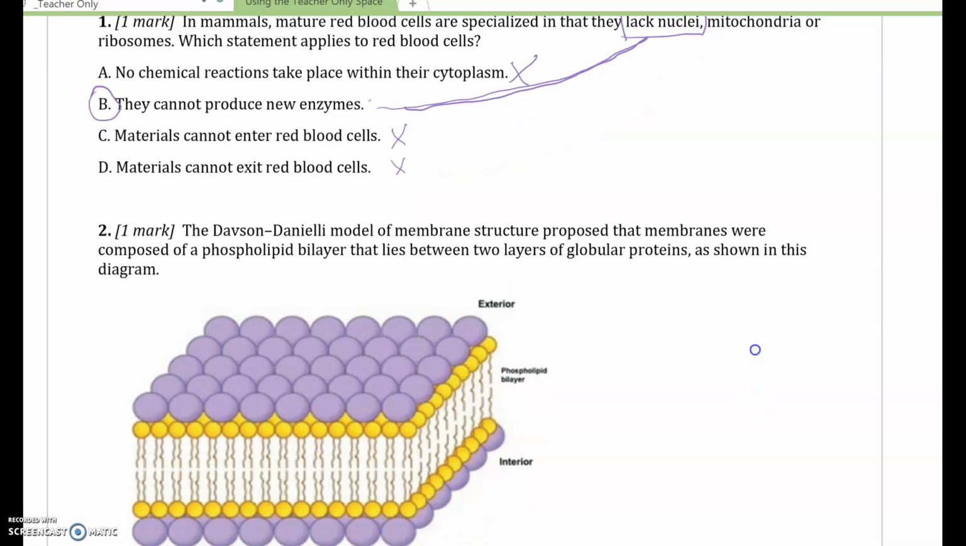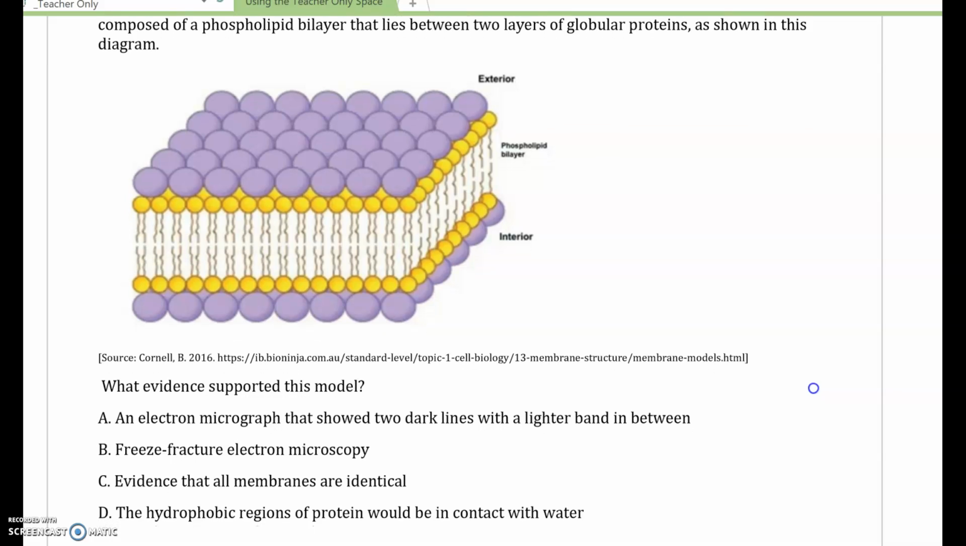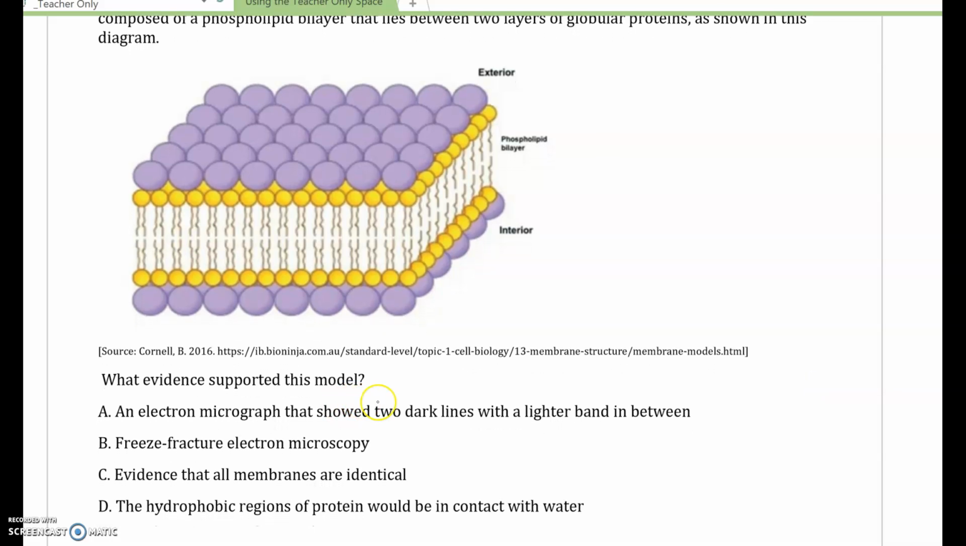Okay, question 2. The Davson-Danielli model of membrane structure proposed that membranes were composed of a phospholipid bilayer that lies between two layers of globular proteins, as shown in the diagram. So what evidence supported this model? Well, an electron micrograph that showed two lines with a lighter band in between, that one did. The freeze fracture was part of the evidence which falsified the Davson-Danielli model.